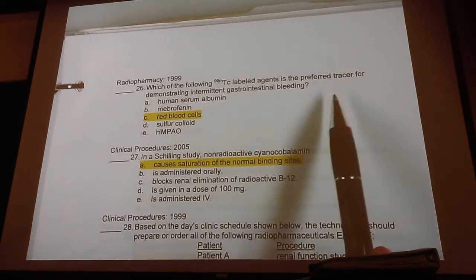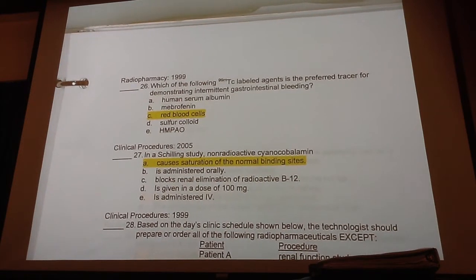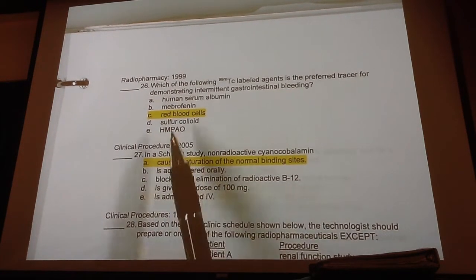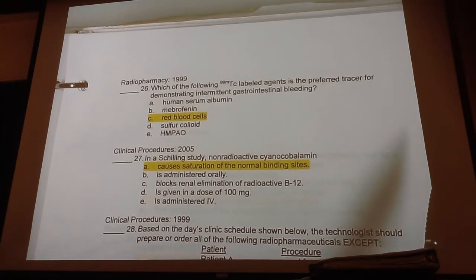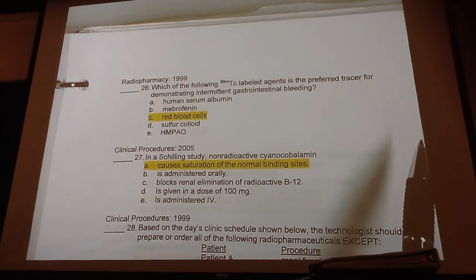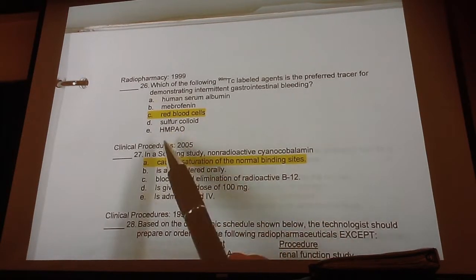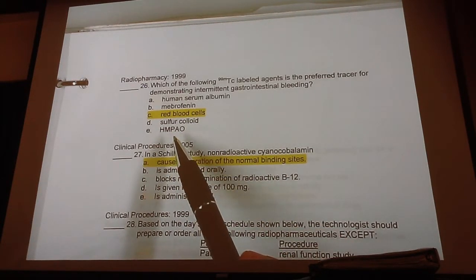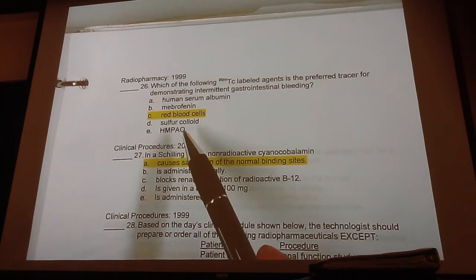What is the preferred tracer for intermittent gastrointestinal bleeding? And that's right, red blood cells. What is the recommended radiopharmaceutical for acute GI bleeding? Sulfur colloid. I know that every time you get a call, the nurse will say they're actively bleeding right now. Well, I rarely ever see that happen. So most of the time we use the red blood cells, and then we do the bleeding study.